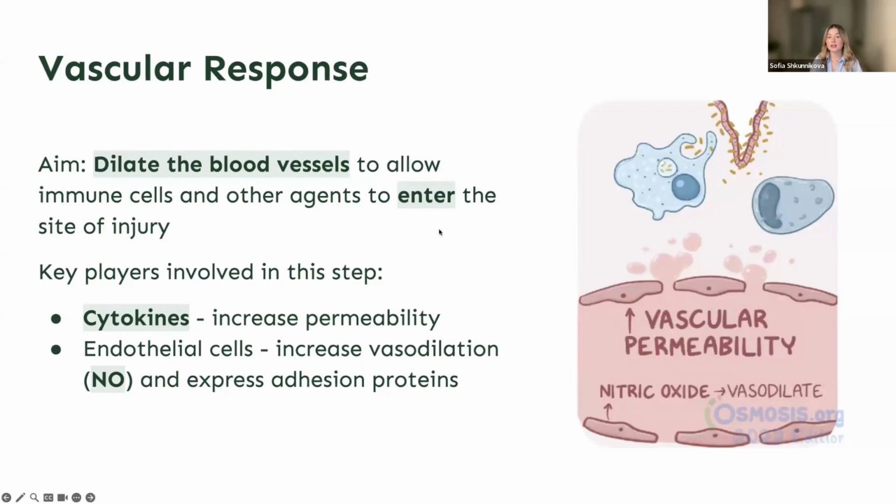These endothelial cells are also important because they help in vasodilation, meaning to allow more blood flow and more cells to come to this site of injury. And this is why we see redness and swelling often when we injure ourselves, because this is exactly what's happening. So our blood vessels are dilated and more blood and more cells are coming onto the site.